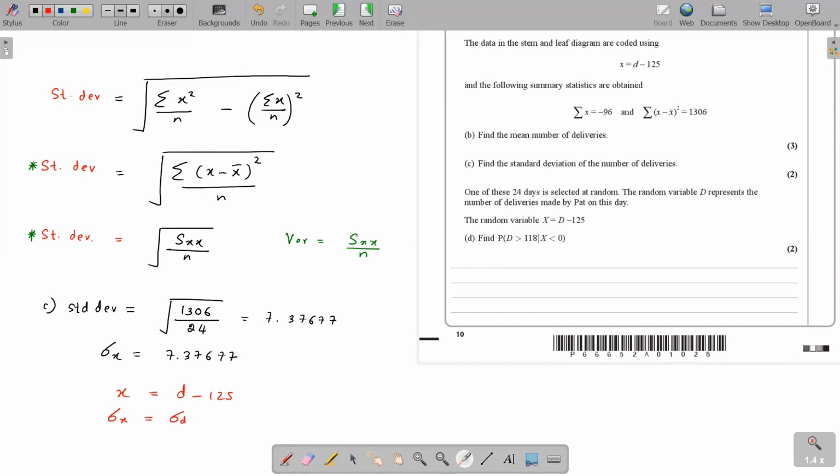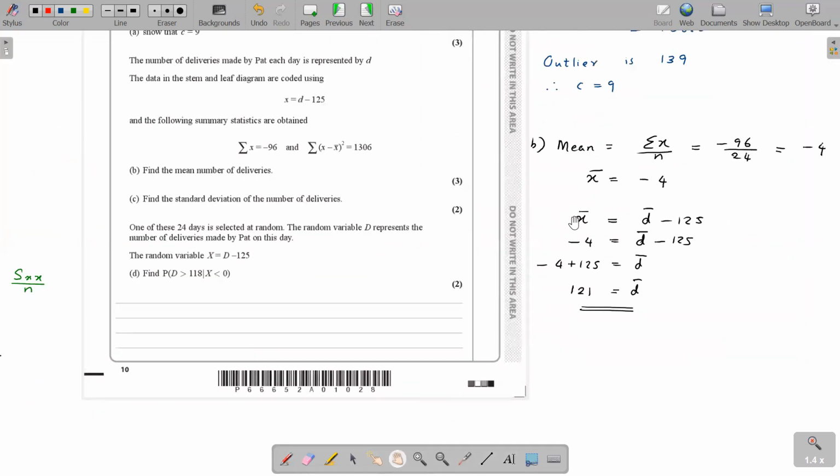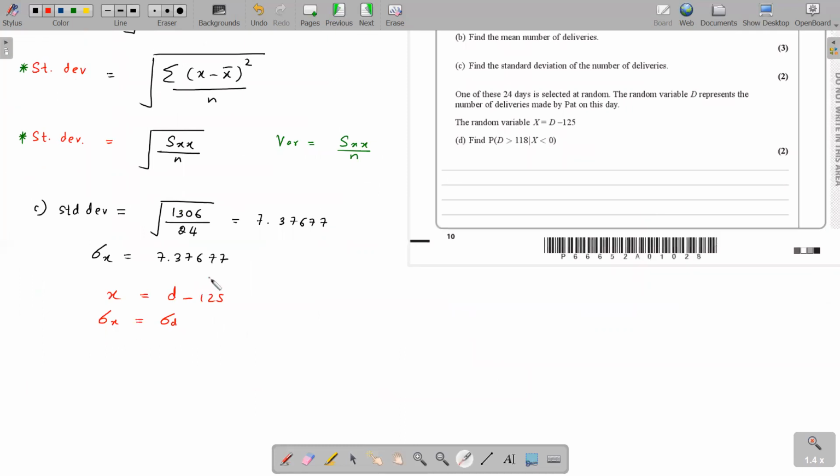But when you are doing the mean, I think you saw that for the mean everything applied. x equals d minus 125 became x bar equals d bar minus 125. Adding, subtracting, multiplying, dividing, everything affects the mean. However, standard deviation is not affected by adding or subtracting. So sigma x equals sigma d; the minus 125 doesn't come into the standard deviation. What's the standard deviation for the deliveries? It is 7.377, or 7.38. Do you agree with me? So this is the answer.